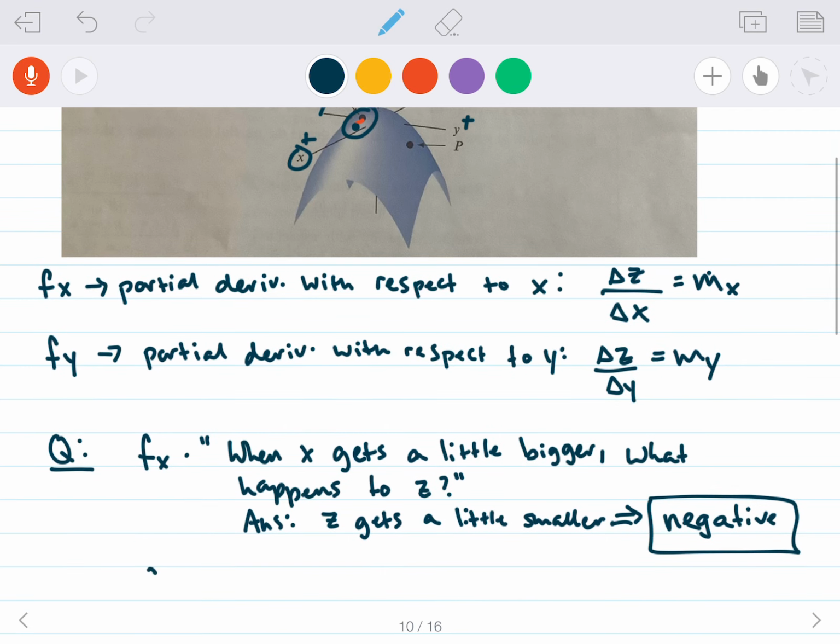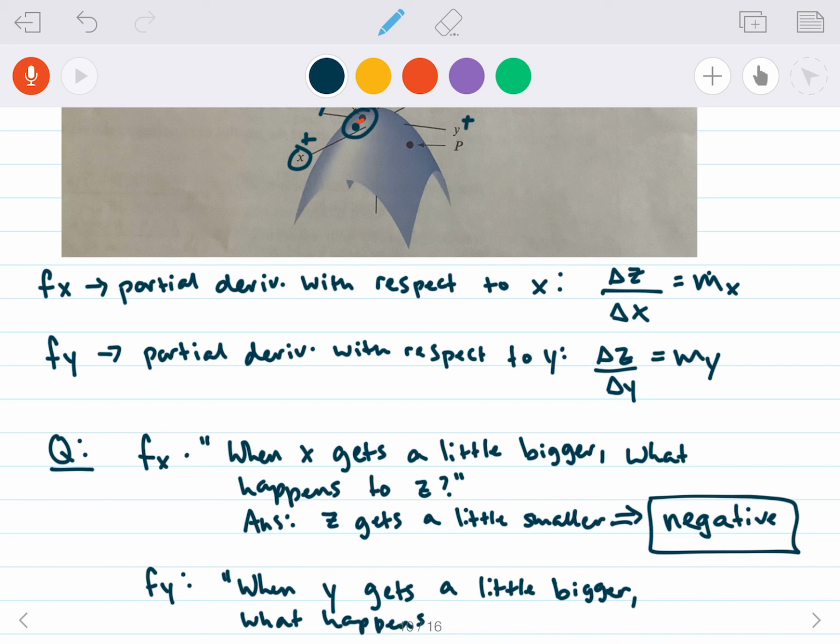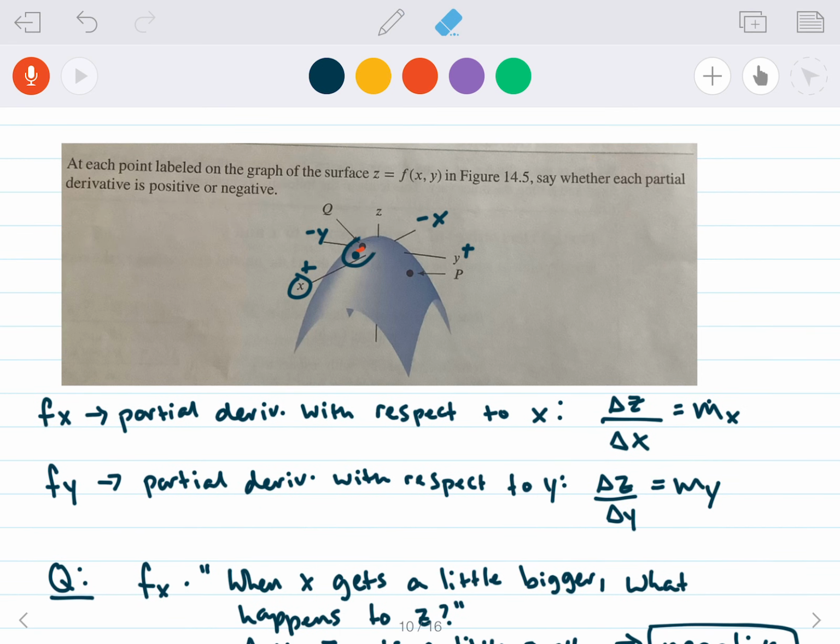Okay, so what about the partial with y? What we're asking ourselves is, when y gets a little bigger, what happens to z? So now we consider when we move in the y direction just a little bit. When we move in the y direction just a little bit, it appears that our z is actually increasing a little bit. We're moving up on the object when y increases a bit.